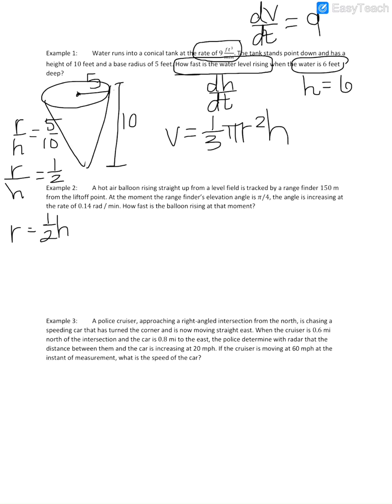And what I can do now is I can actually take this. Sorry. Okay. Take my substitution and put it right here. Okay. All right. So here's my new equation. 1/3 pi (1/2 h) squared h.